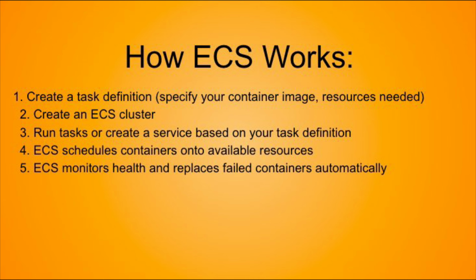So the typical workflow is: first, you create a task definition. Next, you create an ECS cluster. Then you run the task or create a service based on your task definition. And then ECS schedules containers onto available resources. And then finally, ECS monitors health and replaces failed containers automatically. ECS services can register with ALB, or application load balancers, for automatic load balancing and health checks.